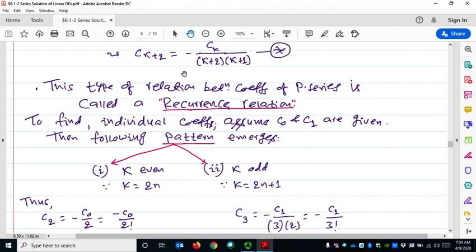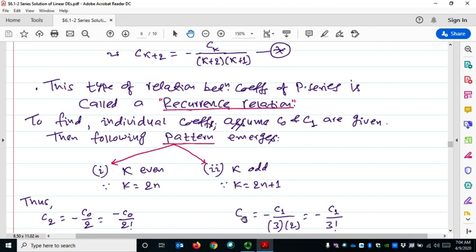So then this is the relation. Let's compute, and we assume, by the way, that C0 and C1 are given, so our coefficients are in terms of C0 and C1. Great. So what is our C2 then? Put k equals 0. So C2 equals minus C0 over 2 times 1, which equals minus C0 over 2 factorial.